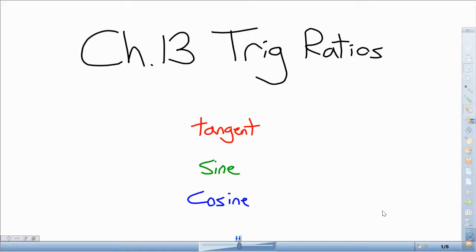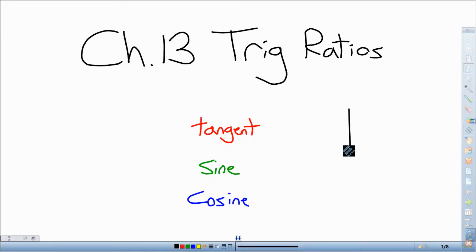Hey, everybody. So we are getting into chapter 13 today. This entire chapter deals with what are called trigonometric ratios, or trig ratios for short. And as we go through this chapter, we'll be looking at three different trig ratios. The first being what's called tangent, and then sine, and then cosine. The purpose of these trig ratios is to find missing side lengths and angles of right triangles.